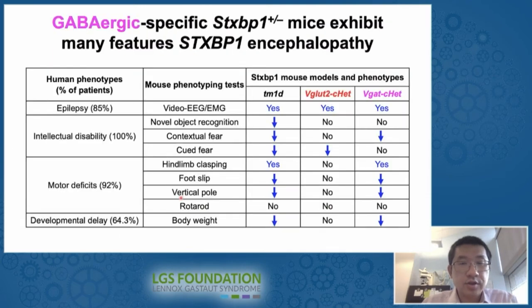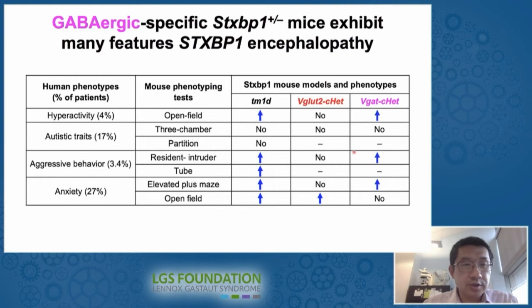So here's a general summary. Both mutant animals have epilepsy, but they have different types of epilepsy. And the rest of the behavior are mostly recapitulated by the GABAergic-specific heterozygote knockouts. As you can see here, the motor deficit is clearly shown in the VGAT heterozygotes, whereas additionally, the hyperactivity, the aggressive behavior, and the anxiety are all recapitulated in the VGAT conditional heterozygotes.